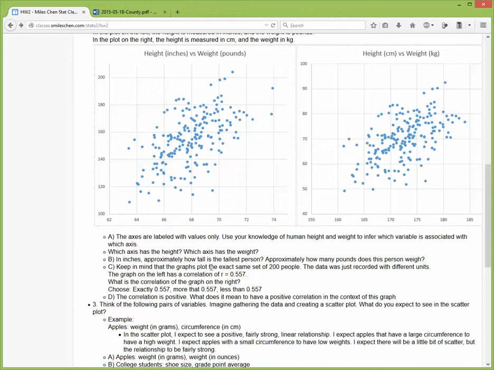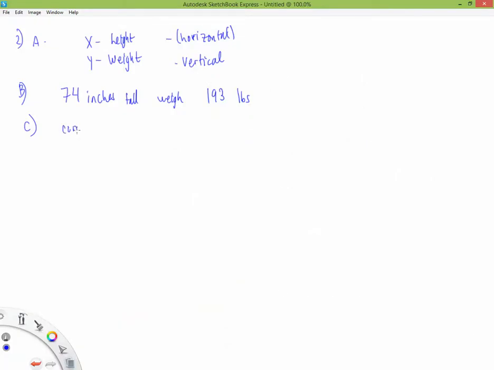Okay, keep in mind the graphs plot the exact same set of 200 people. The data was just recorded in different units. The graph on the left has a correlation of 0.557. What is the correlation of the graph on the right? Is it going to be exactly 0.557, more than 0.557, or less than 0.557? It's going to be exactly the same, right? So the correlation is not affected by units. Okay, R is going to be exactly 0.557, exactly the same.